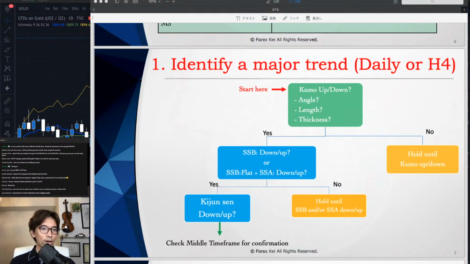What if the price breaks through the Kijun-sen, but Kijun-sen is still going up? Do you exit the trade then? If Kijun-sen is still up, then I don't exit yet. And if Kijun-sen is up and Senkou Span A is also up, then I don't exit yet.